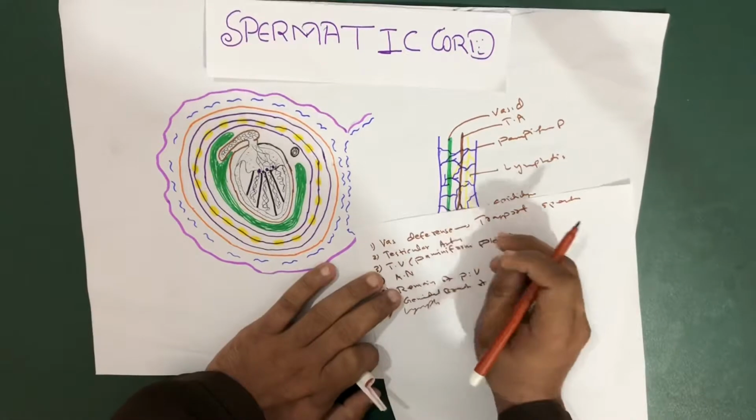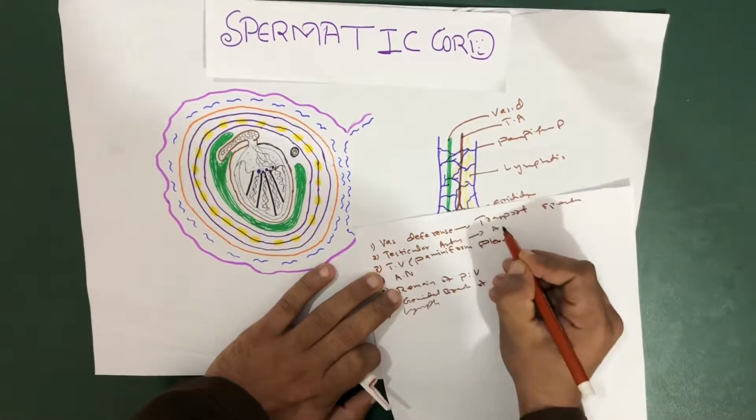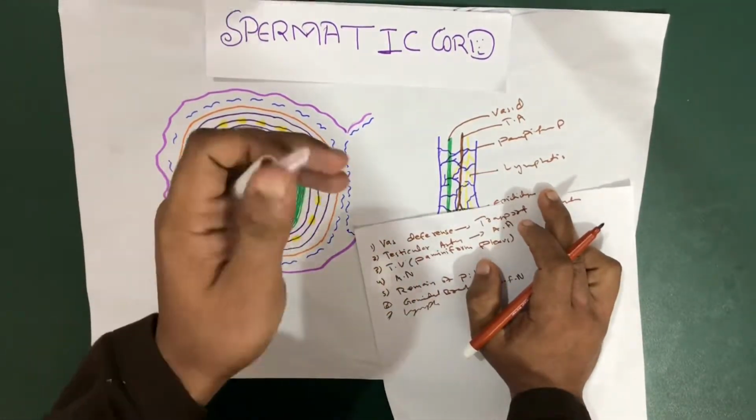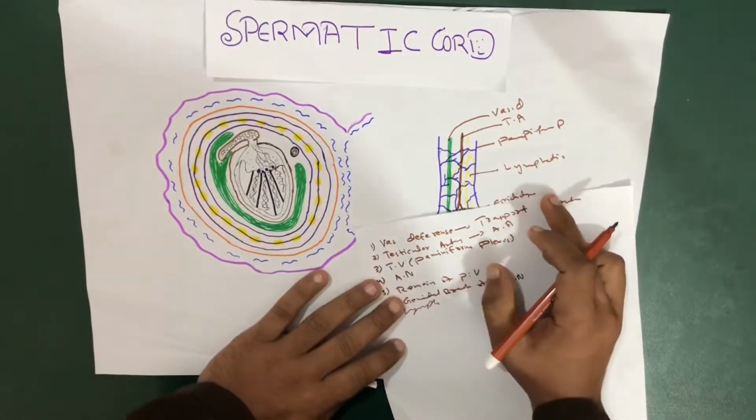Now let's talk about the testicular arteries. The testicular arteries, or you can say the genital arteries, are actually branches of your abdominal aorta. They are direct branches of the abdominal aorta. We have made a really extensive 23-minute video on the abdominal aorta, which is really great, where you can find all the branches.